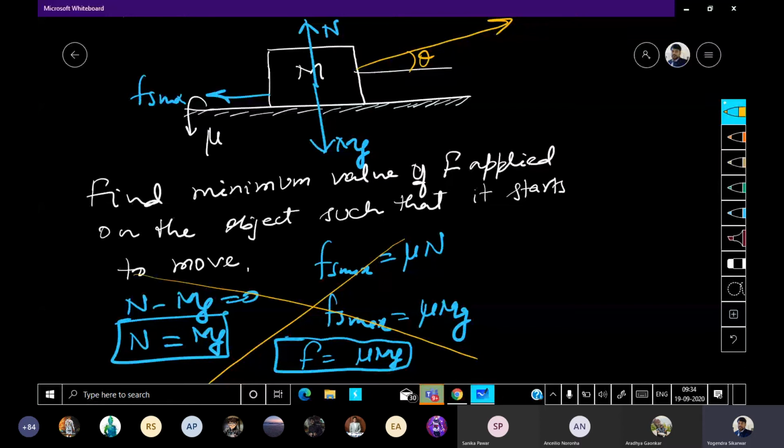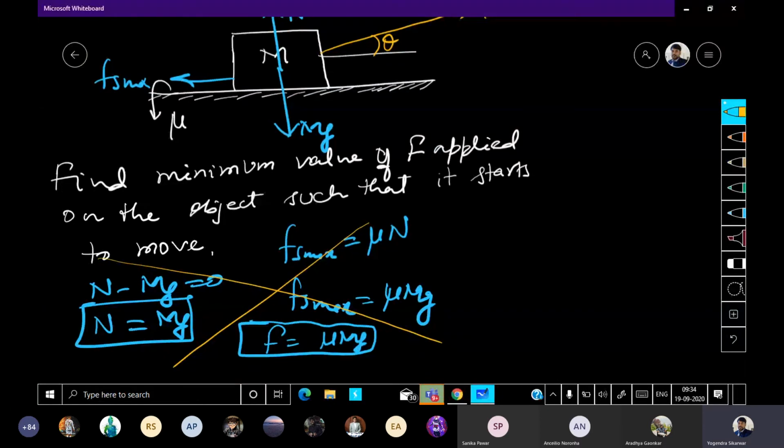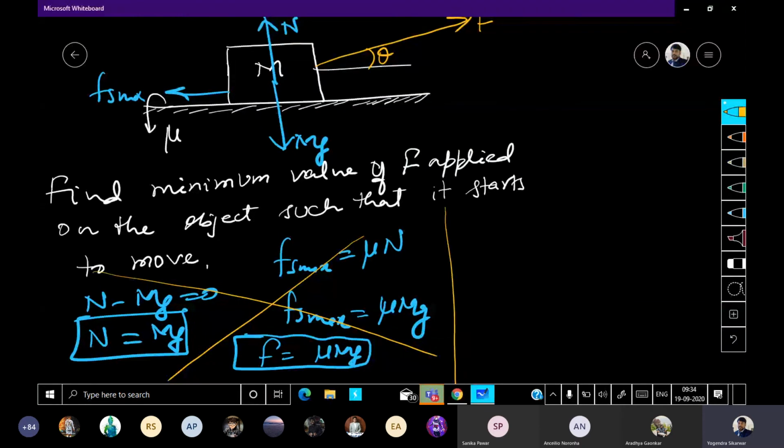I am assuming that force is acting as F, making an angle theta with the horizontal, as you can see. Okay. So if F is the force exerted like this, I can resolve this F into two components. One will be F cos theta and one will be F sin theta along this.